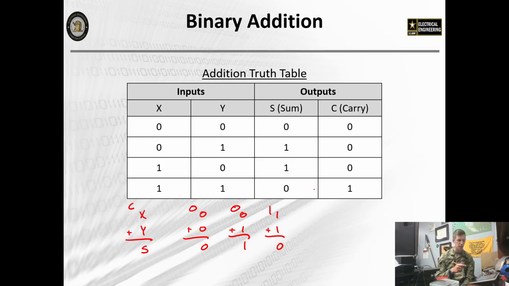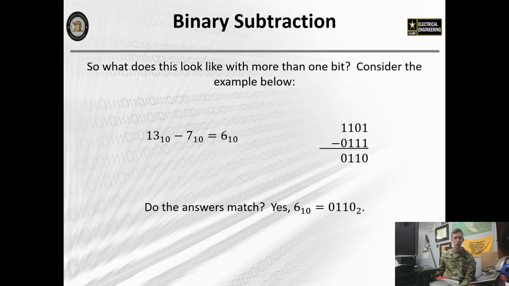And if we can represent addition as a truth table, then we can start to see how we might be able to build a circuit that performs this for us, but more on that later. Okay, let's look at subtraction.